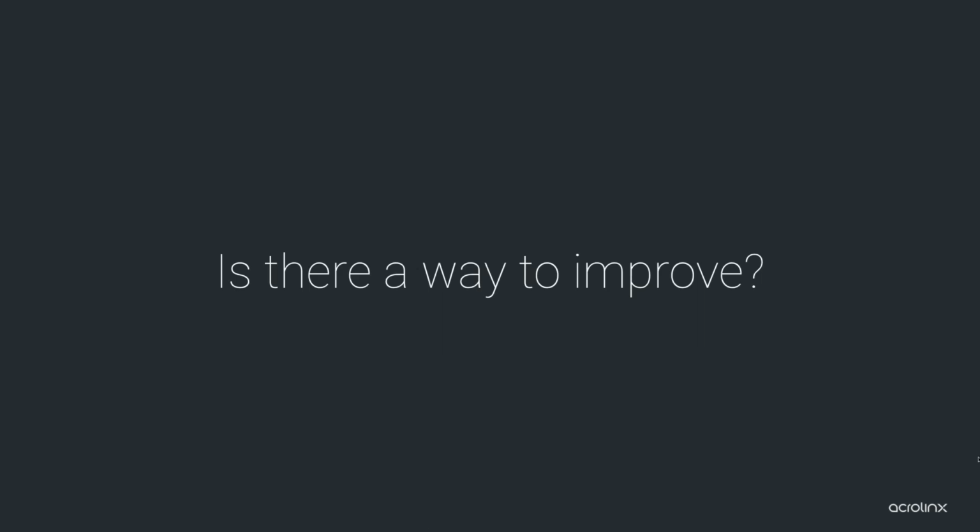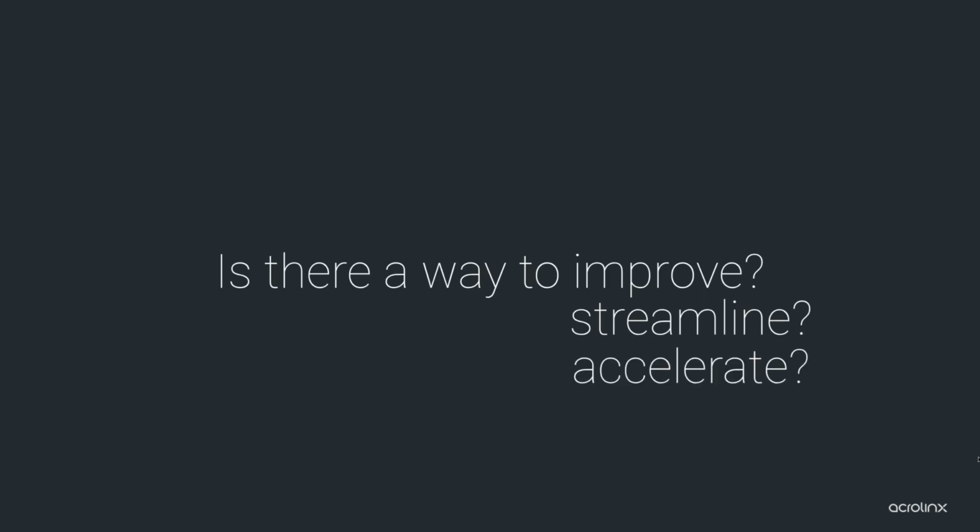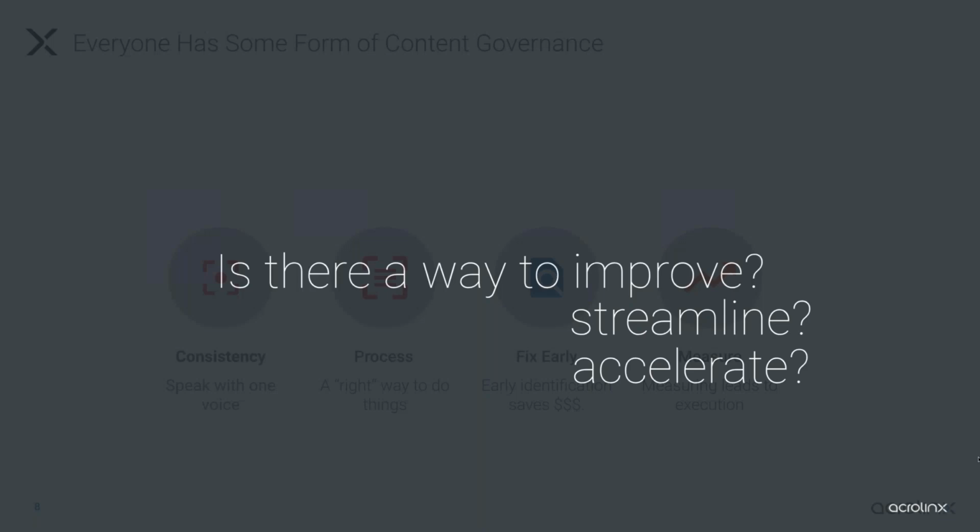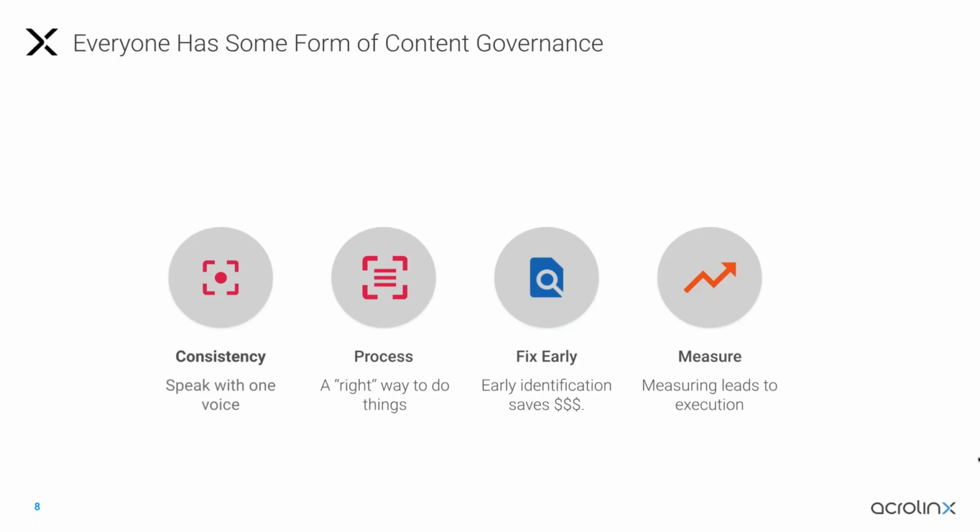So, I mean, how can we improve this process? How can we streamline it, accelerate it to operations that run at the pace of business, at scale, right? Well, one way is through a concept of content governance. Now, everyone has content governance, right? Forget it. I'm going to say yes. I mean, everyone has content governance, period. End of story. I'll bet you do, even if you don't think you do.